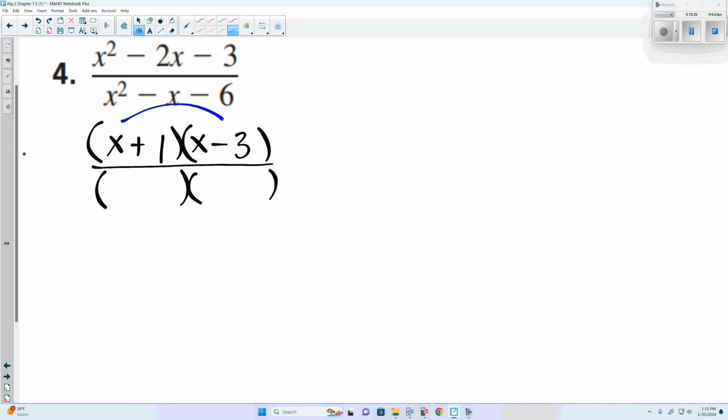Because again, we can check and make sure we have it set up correctly. X times negative 3 would be negative 3x. 1 times x would be plus x. And negative 3x plus x is negative 2x, so that's the middle term we wanted.